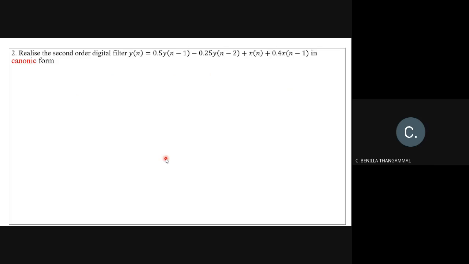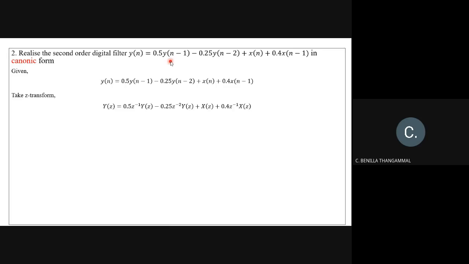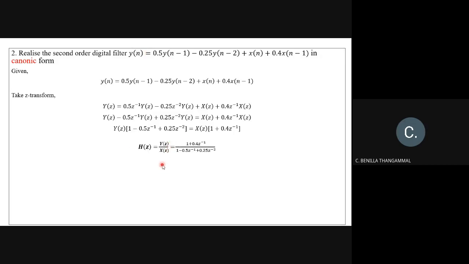I will solve a problem here. Realize a second order digital filter, y of n is equal to that same problem that we have solved for direct form 1, right? So here I'm going to take this equation. I'm going to take the z transformation of this, and I'm moving all your X of z to one side, all your Y of z to another side, and I'm going to take Y of z outside on this side and X of z outside on that side of the equation. Then I'm going to find Y of z divided by X of z.